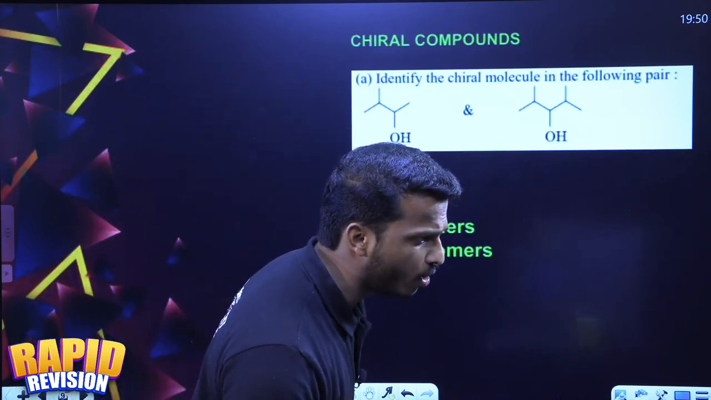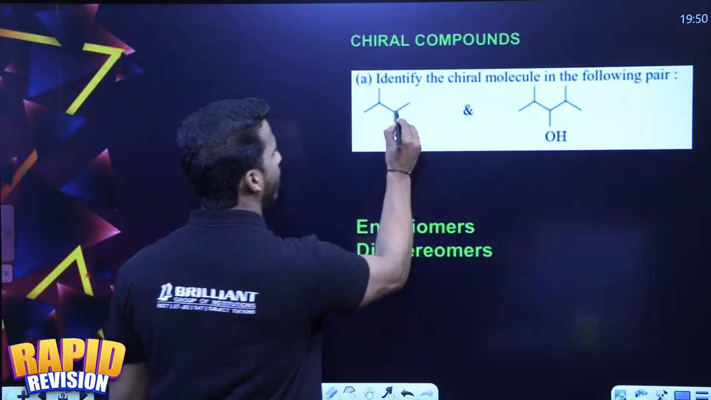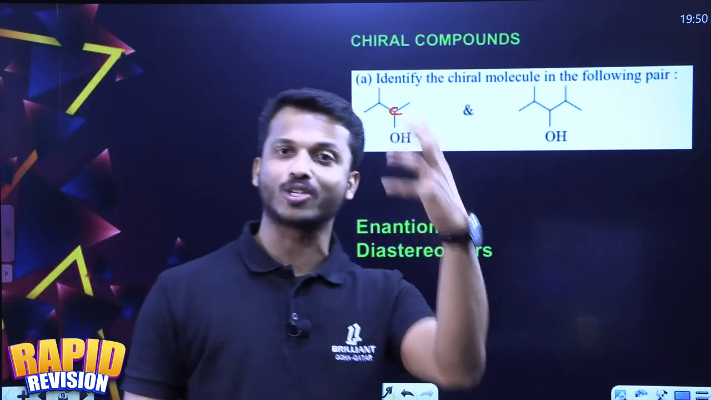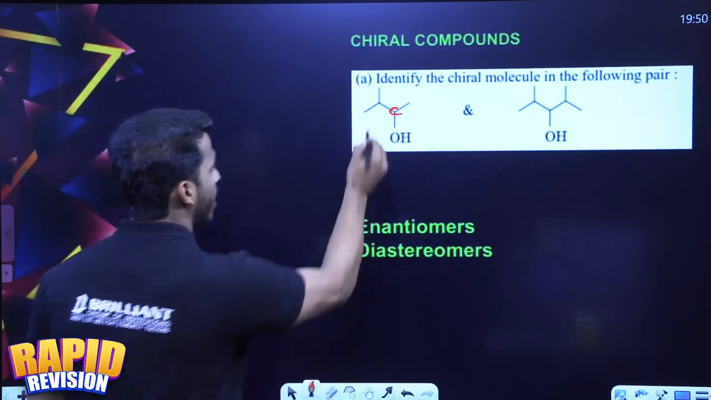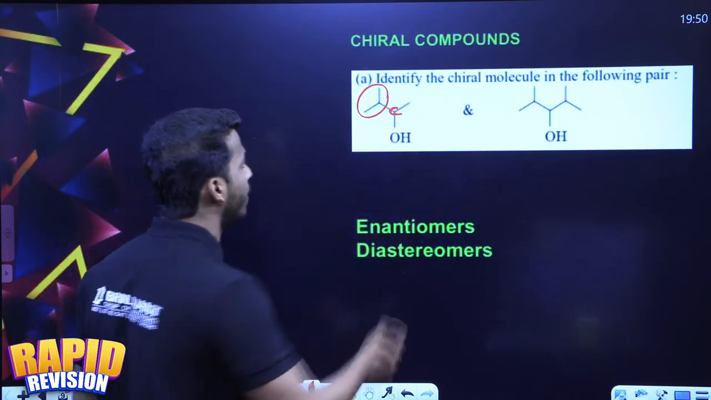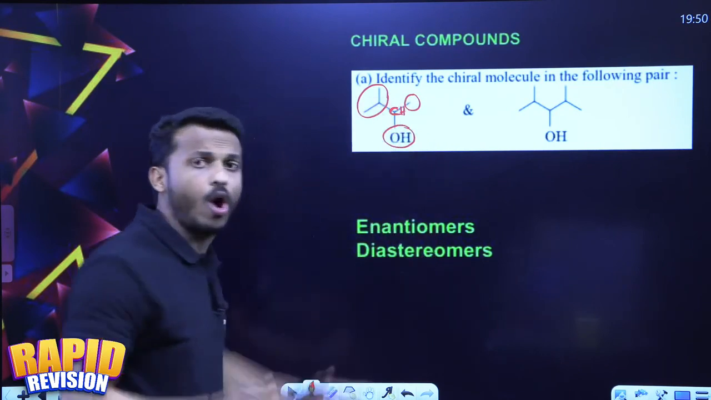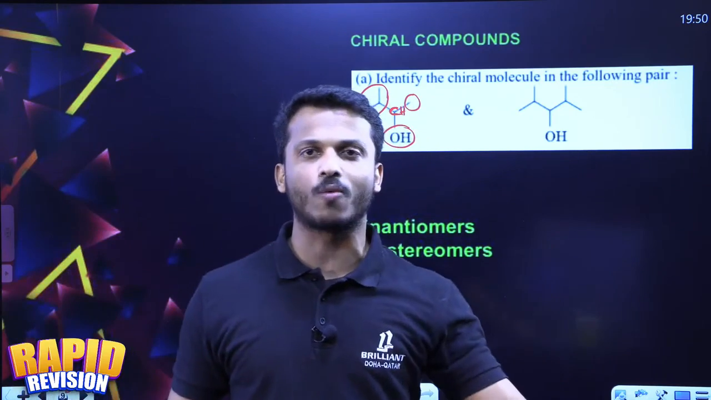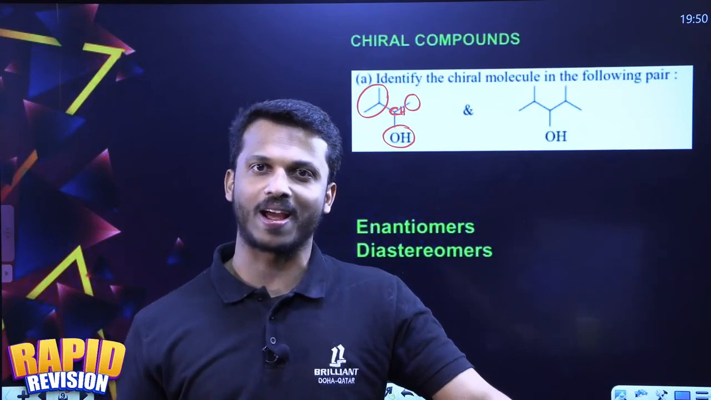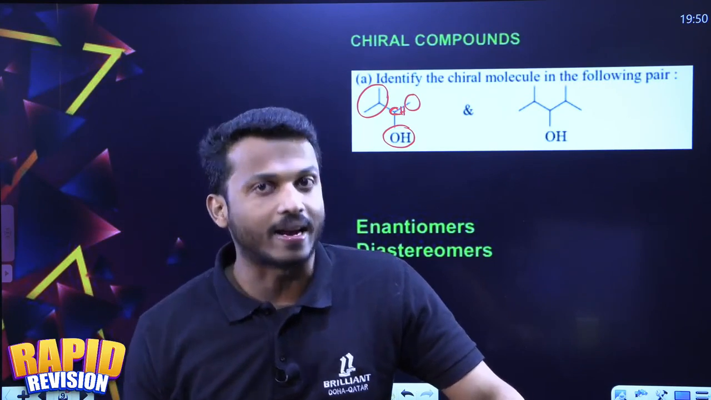I think no doubt, right? The first compound is optically active because the carbon is chiral. This carbon is connected to an isopropyl group, a methyl group, OH, and one hydrogen. All are different groups, therefore it is called a chiral carbon or asymmetric carbon, and it can be optically active.